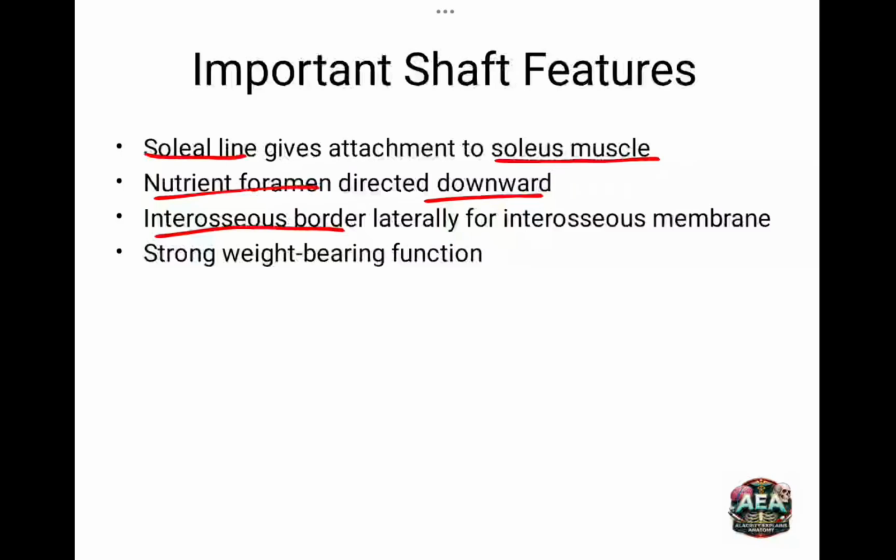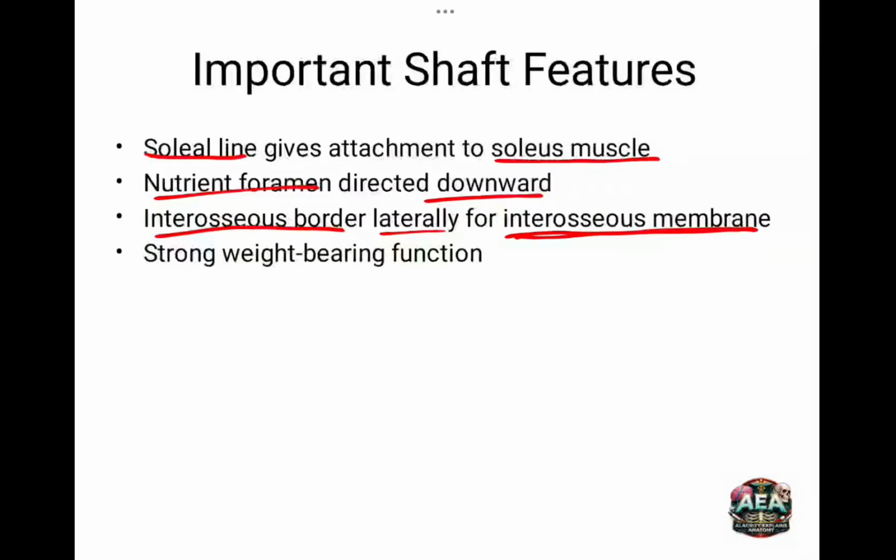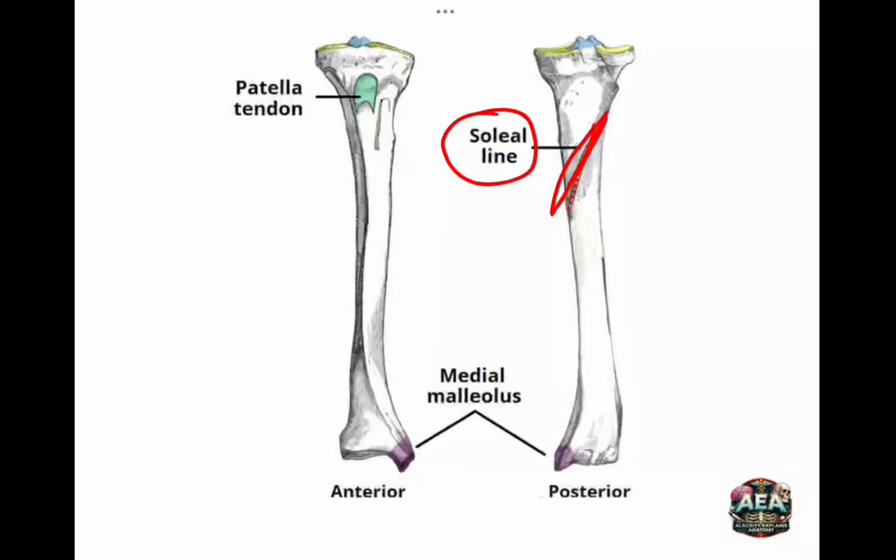You know, the tibia is already a bone on the medial aspect of the leg. So on the lateral aspect, it has to form a joint with the fibula, and in the middle it forms an intermediate joint, which is formed by the interosseous membrane. There's a membrane connecting the tibia to the fibula. So on the lateral aspect, we have the interosseous border of the tibia. The shaft performs a very strong weight bearing function.